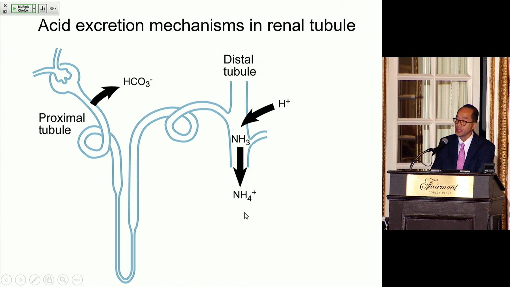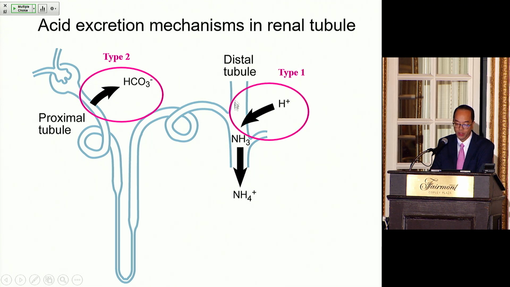So this gives us the three main things that go wrong in RTA. Proximal RTA is pretty simple. You can't reabsorb bicarb, so you get a profound bicarbonaturia. Type 1, or classic distal, is a problem of hydrogen ion secretion. You can't secrete hydrogen ions, so you can't even lower the urine pH.